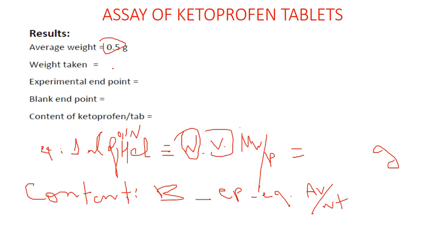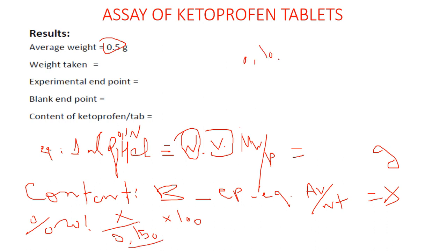And finally you are going to find the percentage recovery. For group A, don't forget, the label claim is 150 milligram, meaning 0.150. The content divided by it, times 100. While for group B, you are going to change 150 to 0.100 to work with this assay.